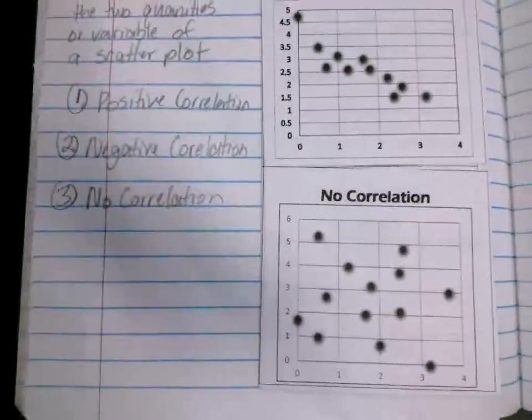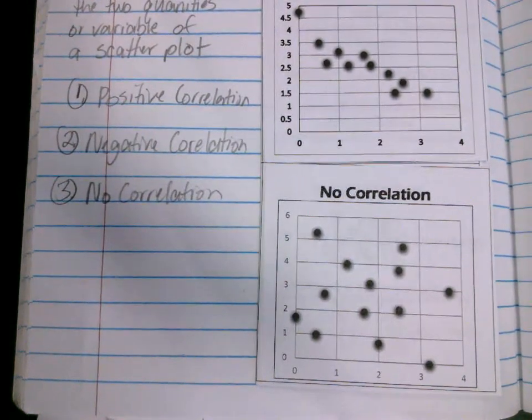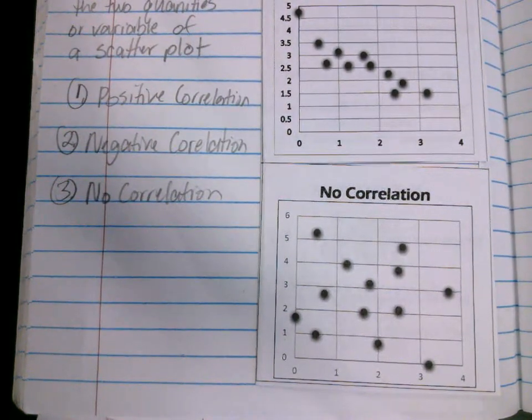And if your points are scattered everywhere, you can't tell if they're going up or down. They're not closely related to each other. That means they have no relationship.